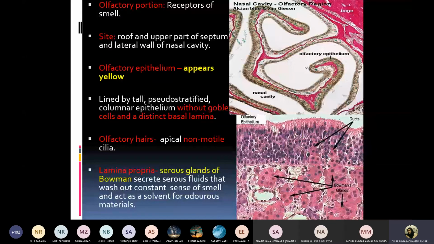It has non-motile cilia on the surface because they are actually hairs, olfactory hairs, which take the sensation of smell. They don't move anything, so they are non-motile. When you look at the figure down on the right side, you can see an area of Bowman's glands in the lamina propria. Bowman's glands secrete serous or watery fluid. Why do you have to have serous or watery fluid in the olfactory epithelium?